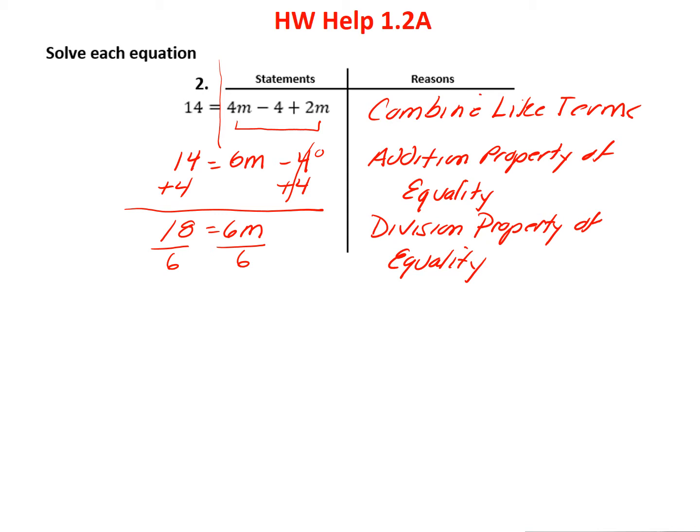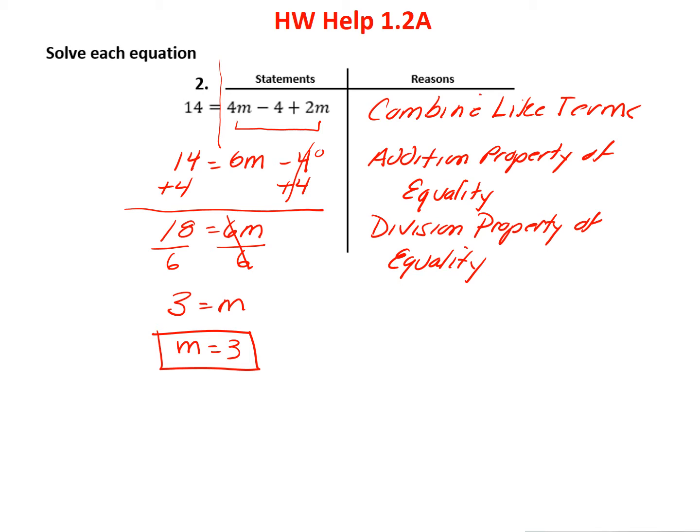And now 18 divided by 6 is 3, and 6 divided by 6 is 1, so that means 3 equals m. Or since they're both equal, we can turn it around and simply write m equals 3, and that's our answer.